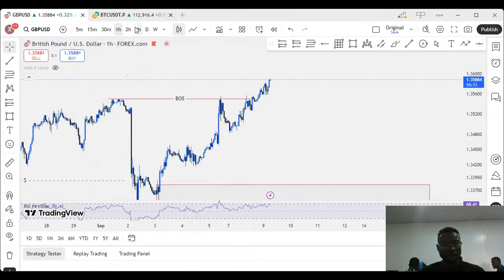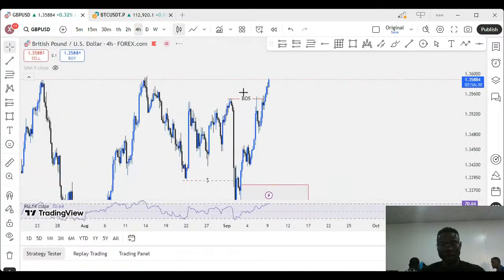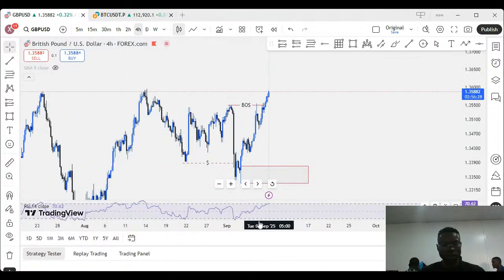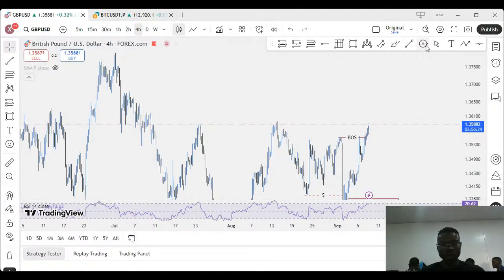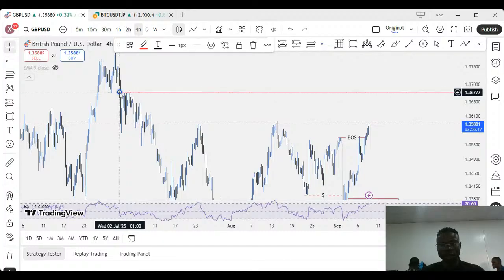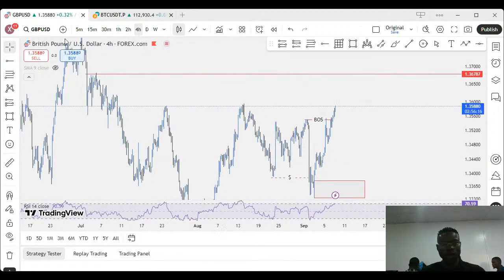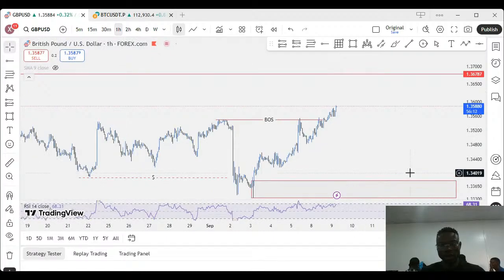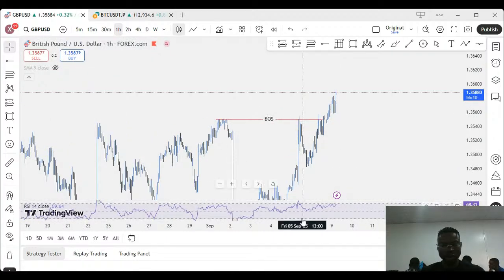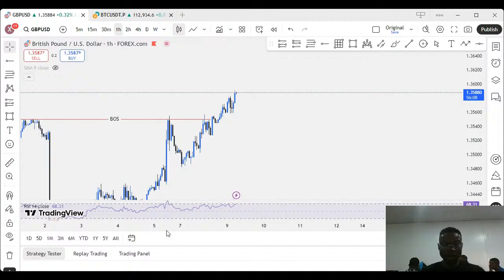And where is it targeting on the 4 hour? Let me see if we can get ourselves involved in this movement. So this is where the market is targeting on the 4 hour. Let me trim that to 1 hour. Before the market comes down to this place, it will take time because currently USD is very, very weak.